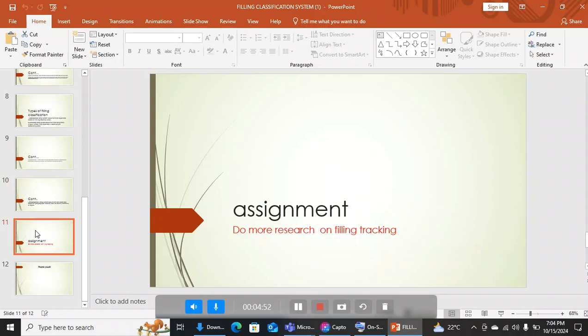That marks the end of today's session. I leave you with an assignment, which requires you to do more research on file tracking.